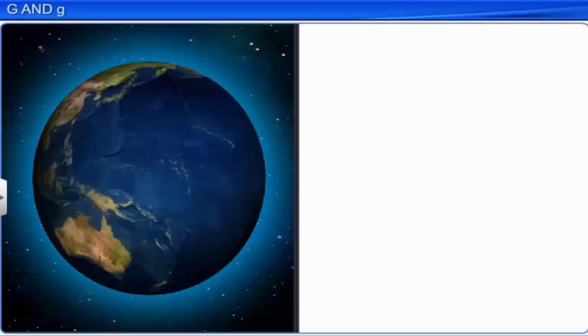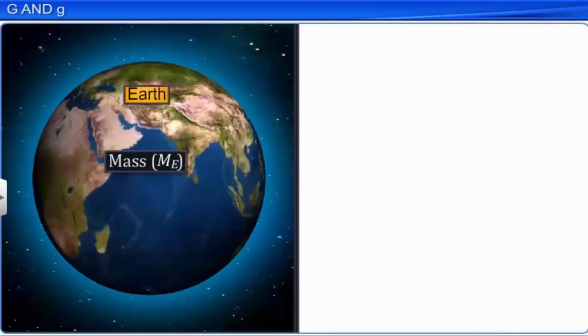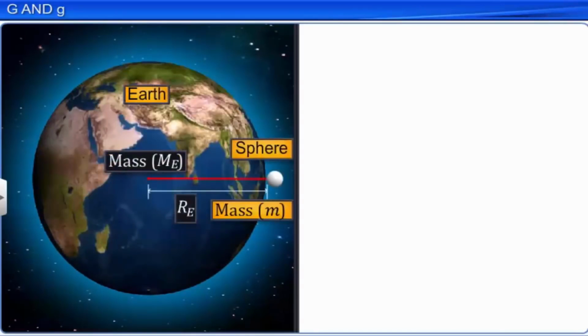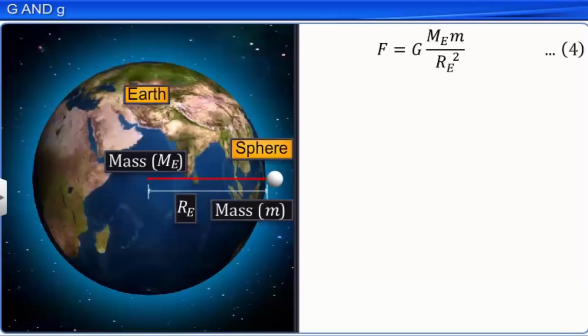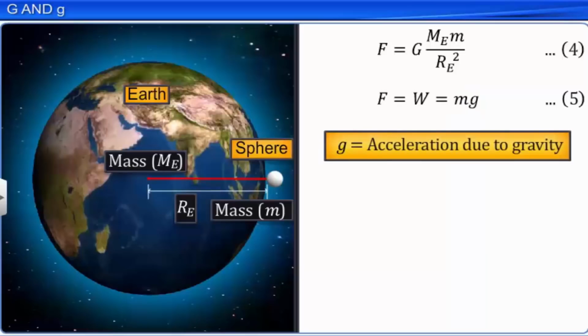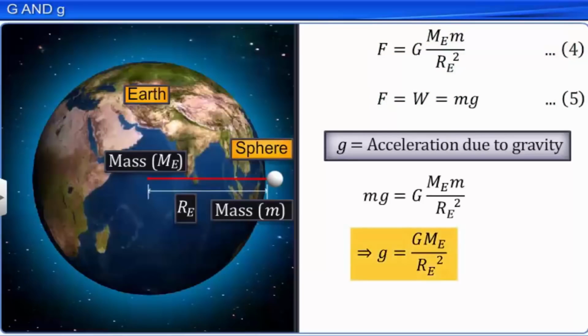Assume the gravitational force of attraction between Earth and a small sphere of mass m on its surface is denoted by equation 4. It is the same force that is referred to as the weight of the body W, given by mg, where g is the acceleration due to gravity on the surface of the Earth. Equating equations 4 and 5, we get the expression for acceleration due to gravity in terms of G, radius of the Earth, and its mass.